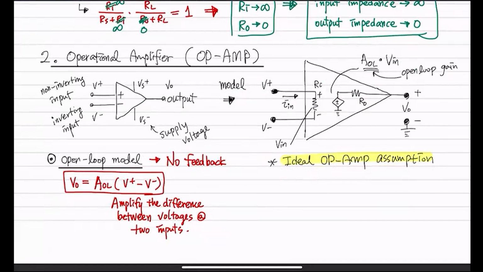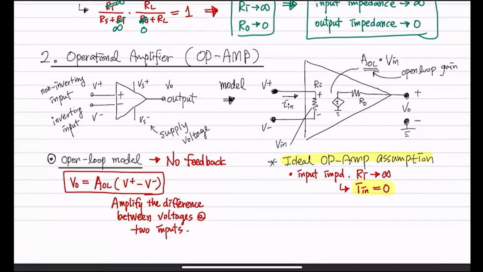Then those are going to be these. The input impedance, if I write down IMPD, that stands for impedance, which is Ri. Input impedance Ri is going to be infinite. In other words, and more importantly, the input current is going to be 0. This is what you're going to use a lot.